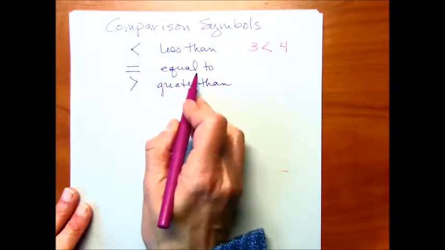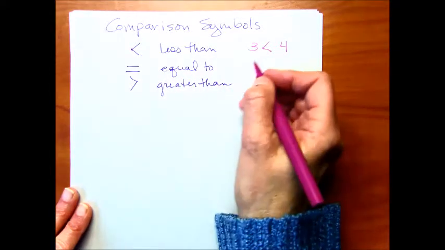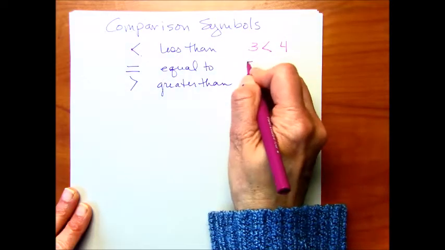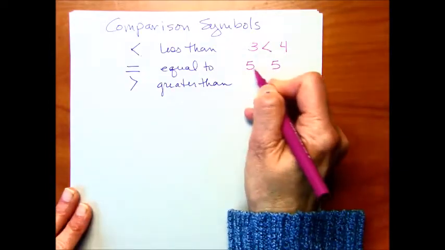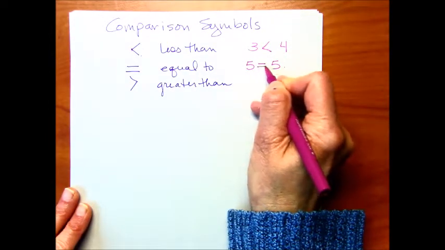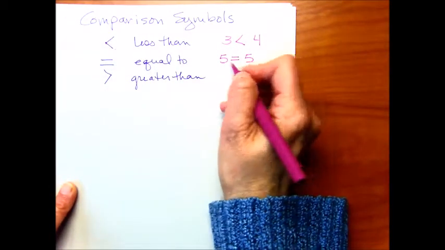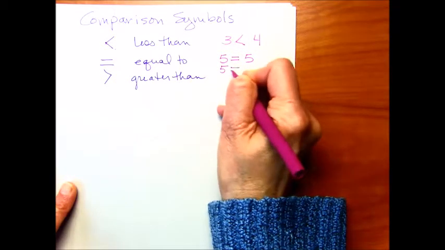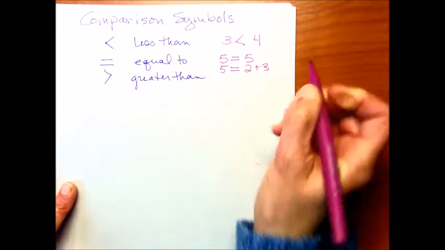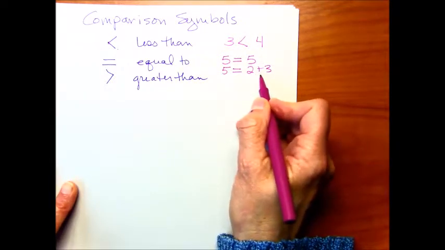Equal to represents a relationship between two values that are the same. So an example would be 5, and when you're comparing that to 5, those two numbers have the same value, okay? Another way to write that out, say you have 5 equals 2 plus 3. So 2 plus 3 has the same value as 5. We're just writing it in a different way.